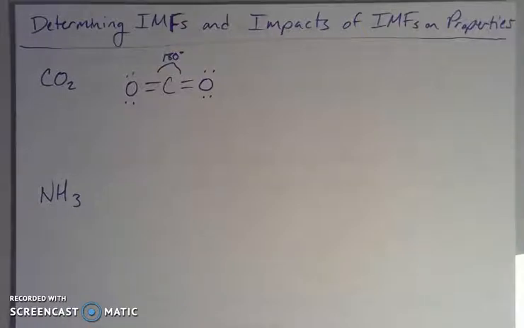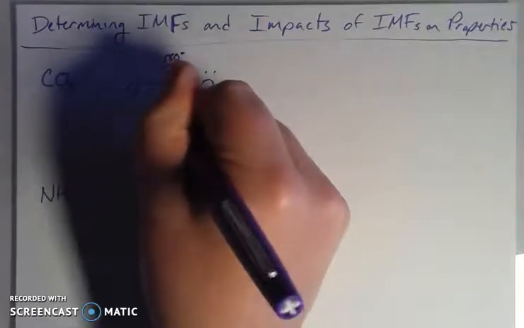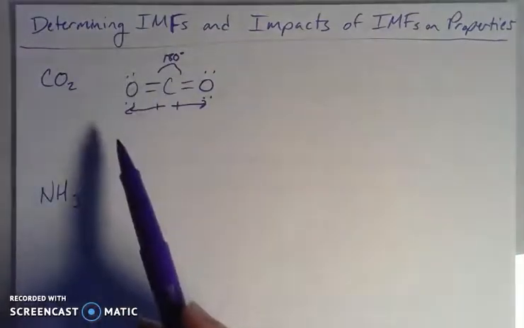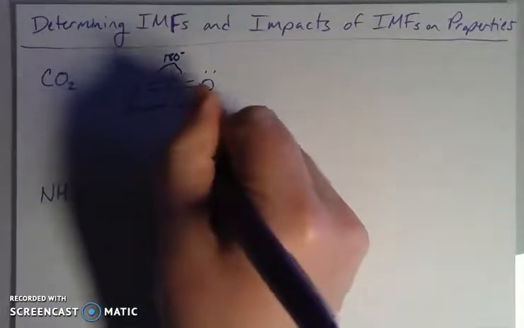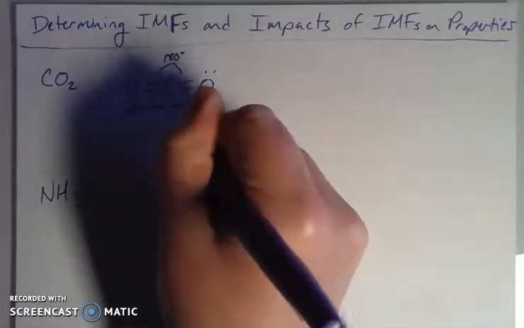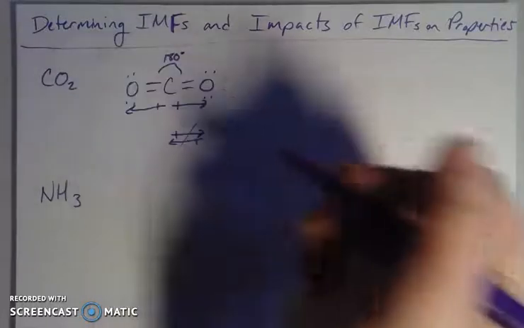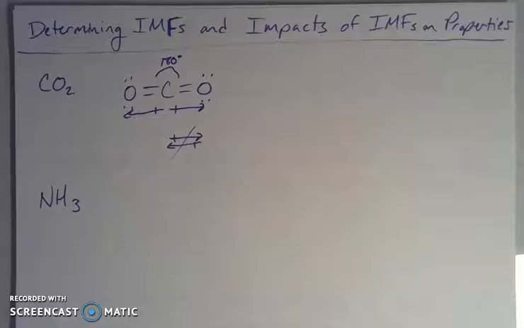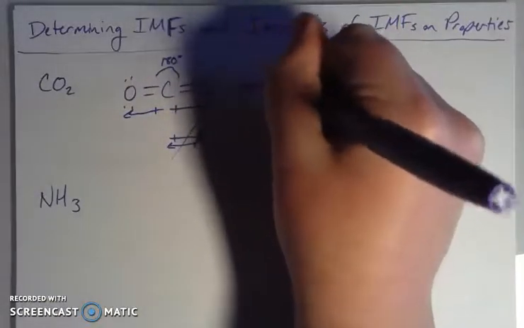And when I look at the difference in electronegativities between carbon and oxygen, I can see that there are dipoles on each of the bonds. But because of the geometry, when I add these two together, head to tail, they just cancel each other out. So even though the bonds are polar in this molecule, the overall molecule is nonpolar.